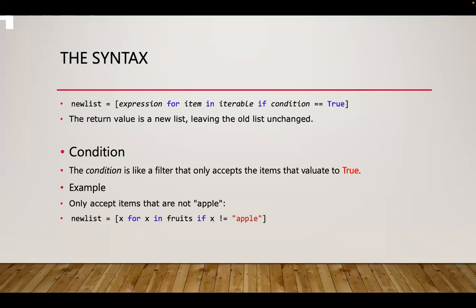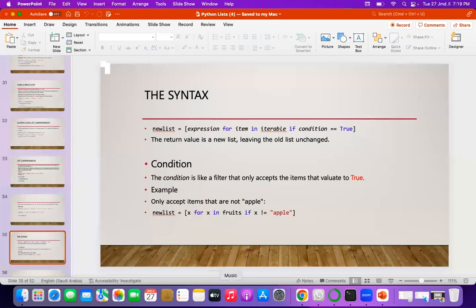So you say x for x in fruits, if x is not equal to Apple. That is to say, look through all the items in fruits. If the item in fruits is not Apple, then get me the item. So it's going to give you all the items except what? It's going to give you everything except the Apple. So let's do some examples before we rush to the next level.